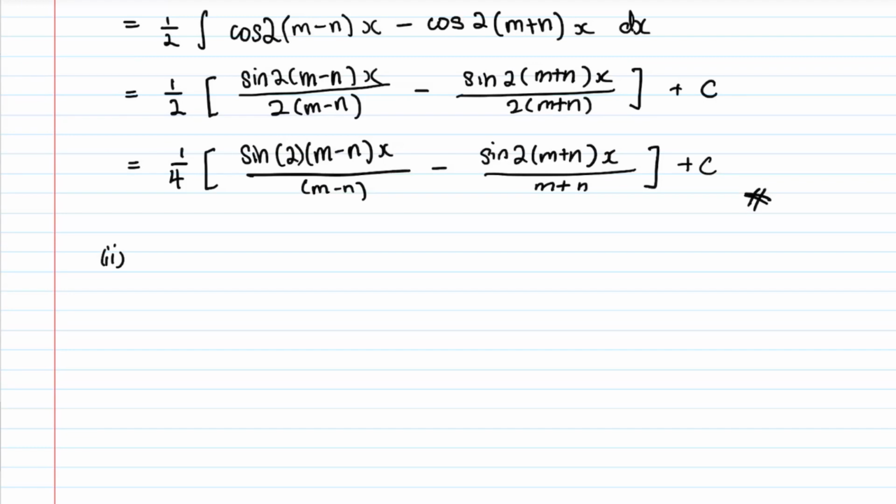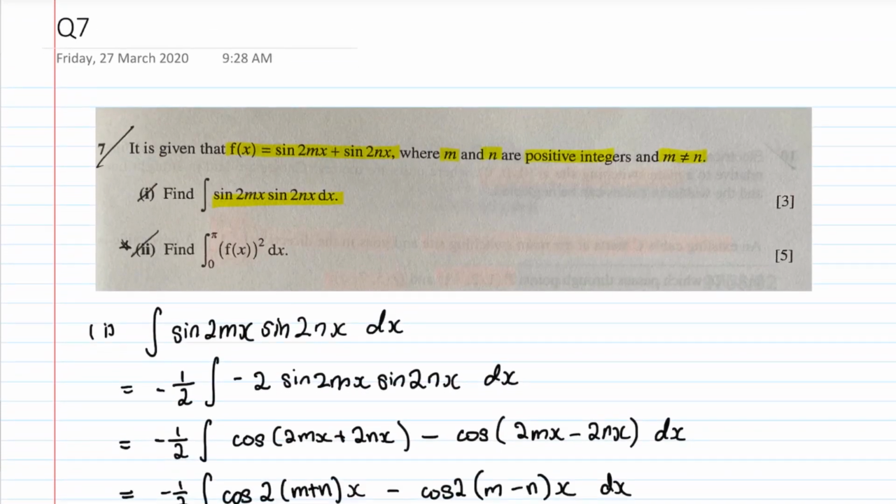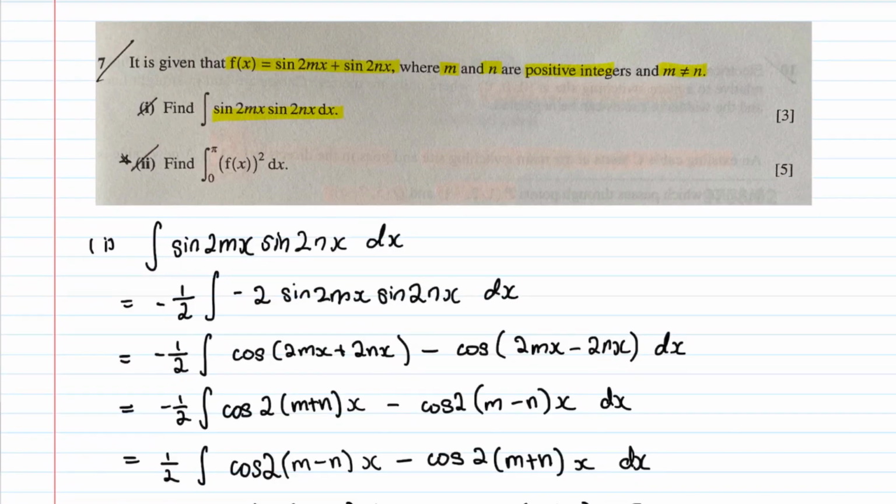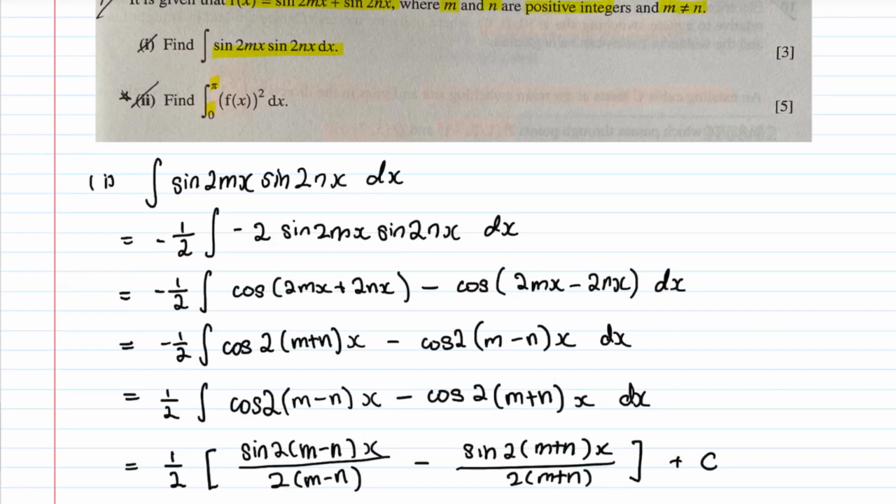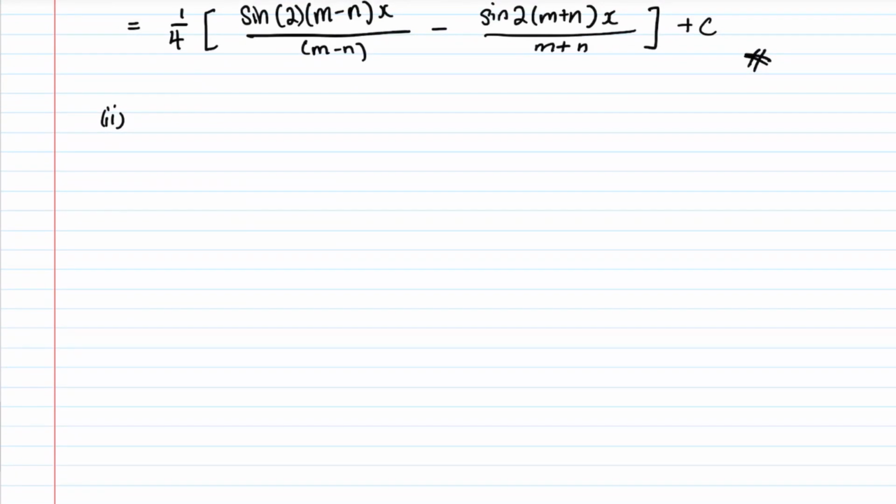If you're looking at part 2 now, part 2 is slightly more challenging. They ask you to integrate, with limits from 0 to pi, f(x) squared dx. So let's just write it out first. They want us to integrate from 0 to pi, f(x) squared dx. This is what they want.